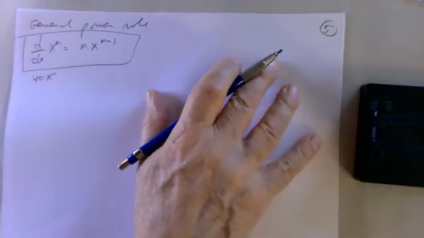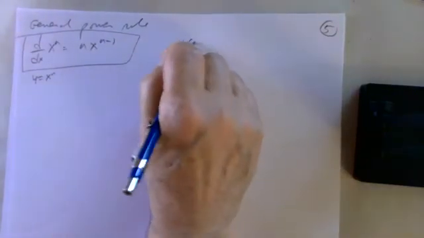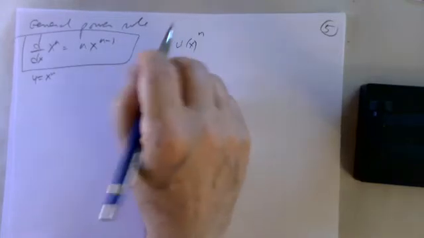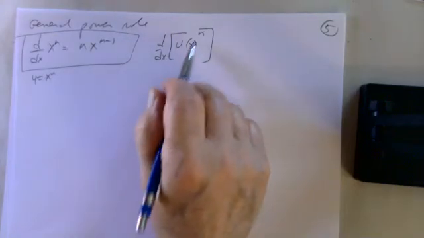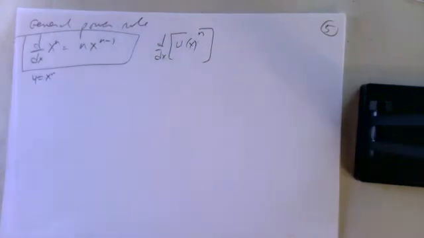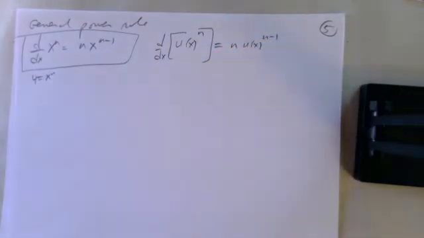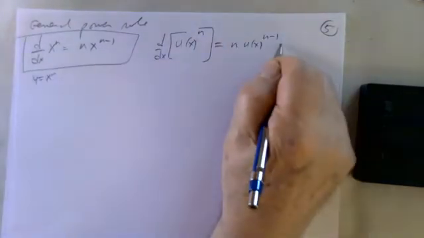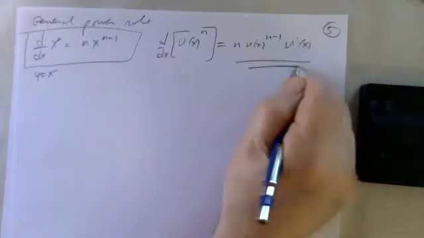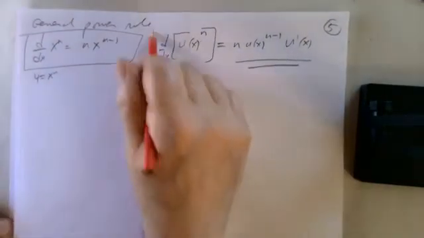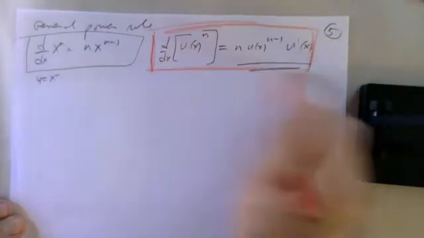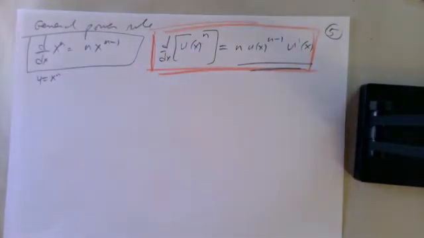The general power rule is where you have a function u of x, and you raise it to the power n. And we want to know what's the derivative of not just x to the n, but any function u raised to the power n. And the answer is n times u of x to the n minus 1, looks almost like that, but then times the derivative of u. So that is the general power rule.